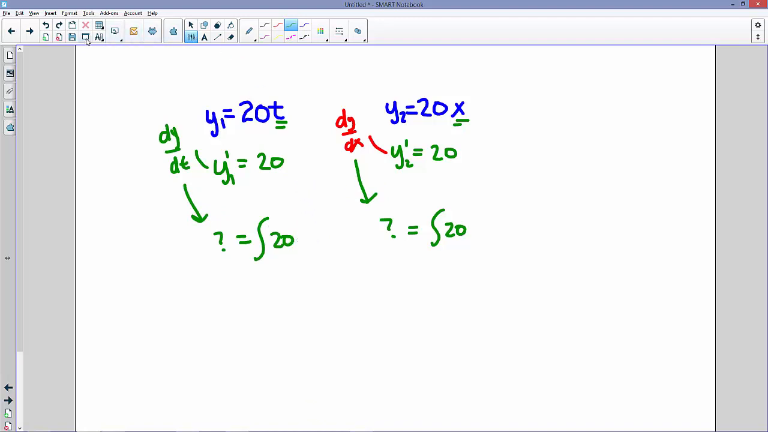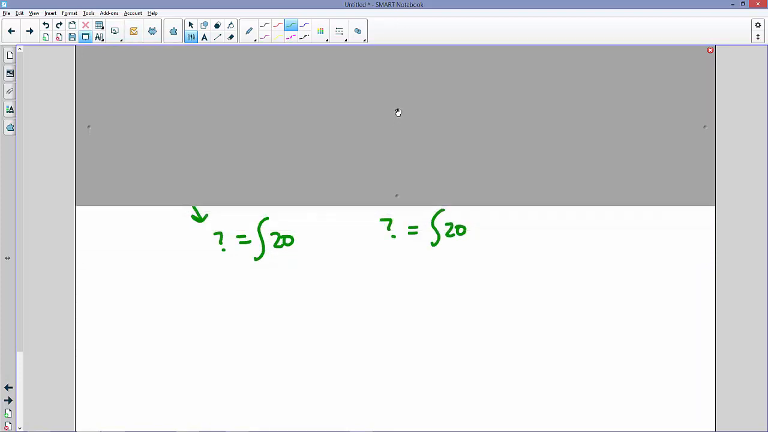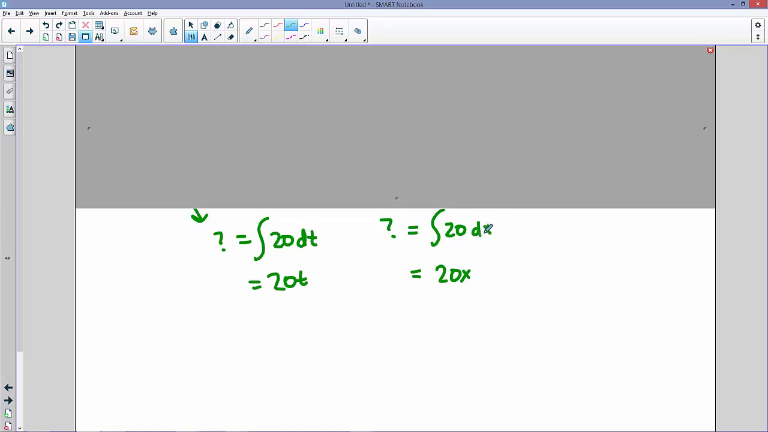So if I drop this again, and I show you both of these problems, and somebody says, what's the integration of 20? Well, you might do the power rule and say, well, it's 20x. You might do the power rule and say it's 20t. You might do the power rule and say it's 20z. So you just don't know, okay? So what we need is we need to know what this derivative was taken with respect to.